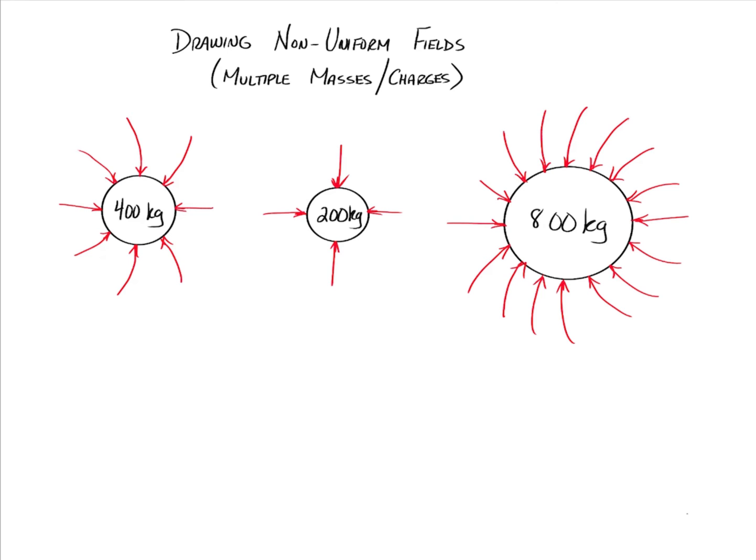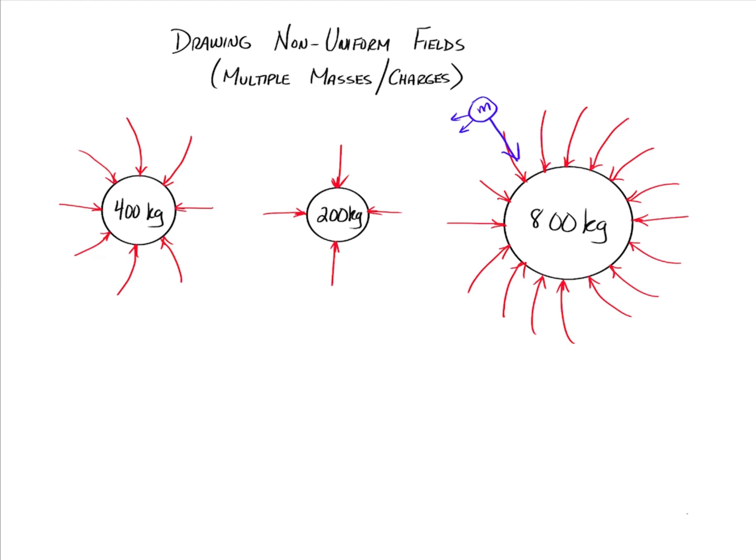And the way to think about that is if I placed a mass, let's say here, you're going to have the 400 kilogram mass pulling on it. You're going to have the 200 pulling on it, but you're going to have the 800 pulling on it to a much higher degree because it's a larger mass. It's much closer. You can think about Newton's universal law of gravitation.